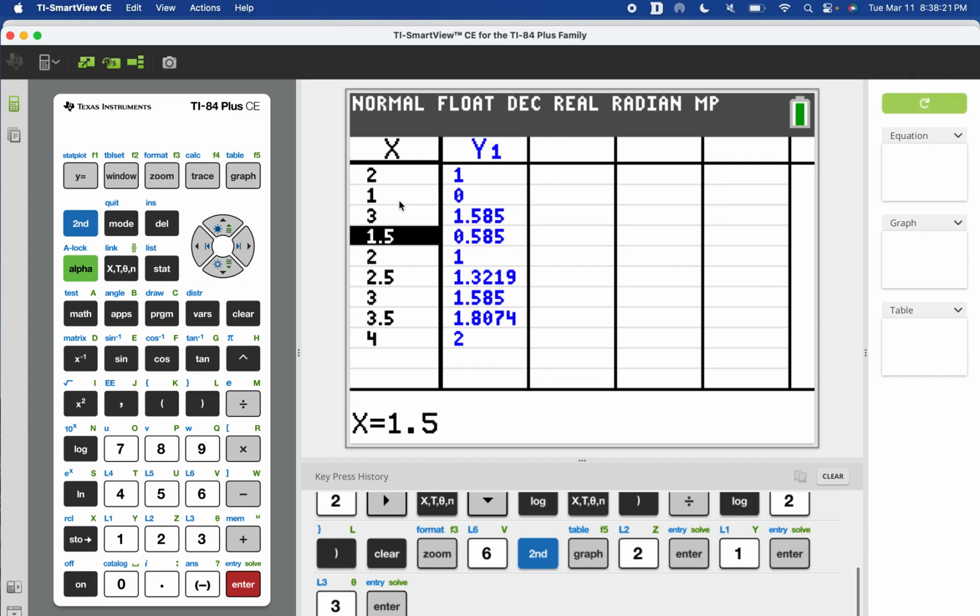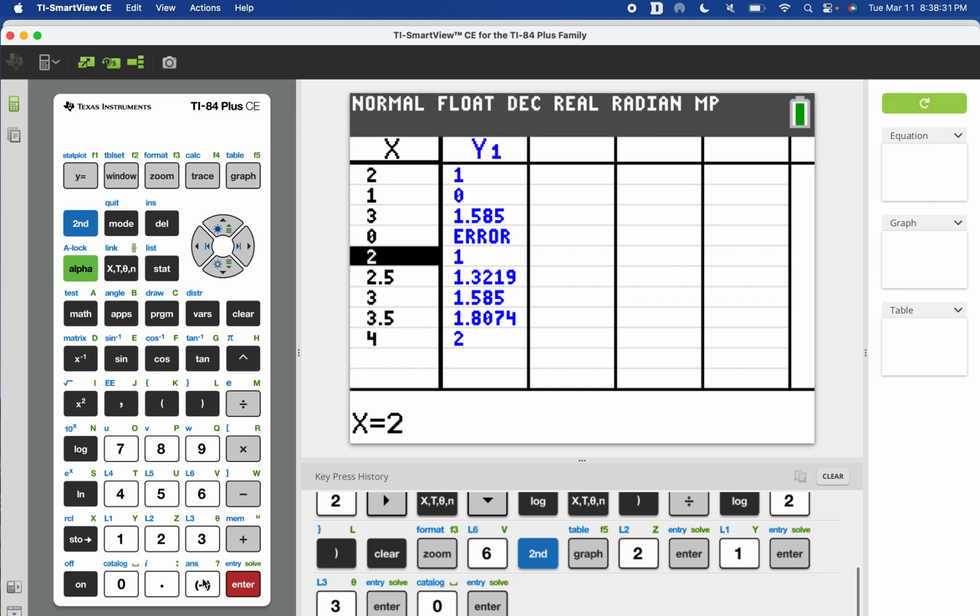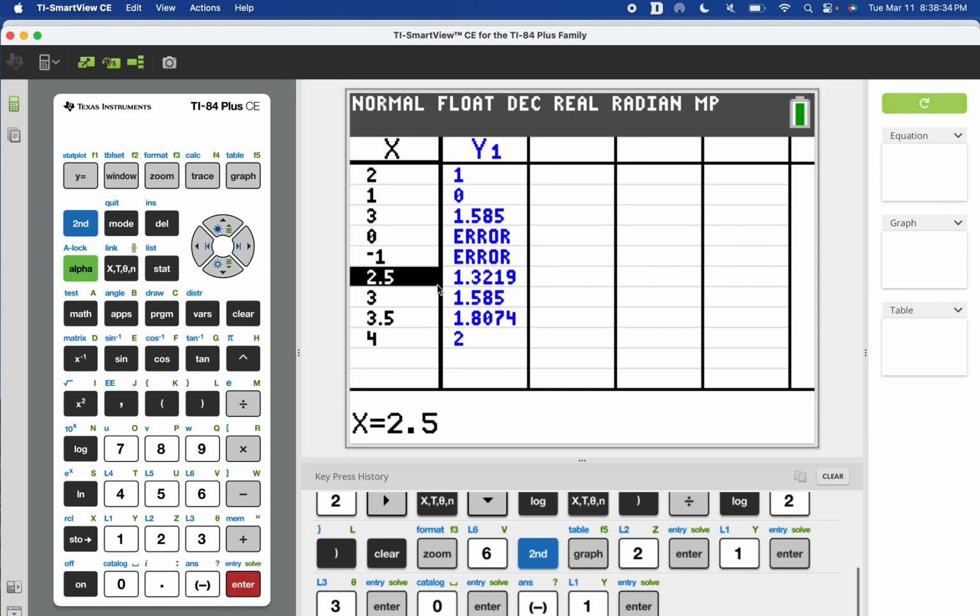I want to choose points that give me whole numbers, because eventually I'm going to have to graph these transformations. So that's basically what you do. If I plug in 0, I get undefined. If I plug in negative 1, I get undefined. So all my numbers are positive.